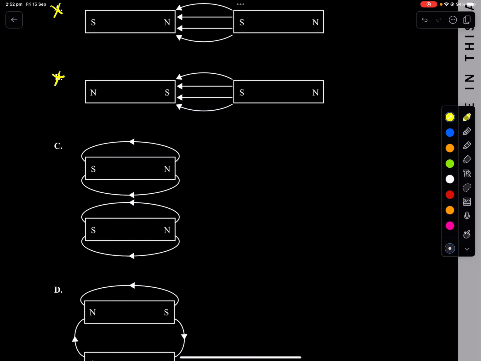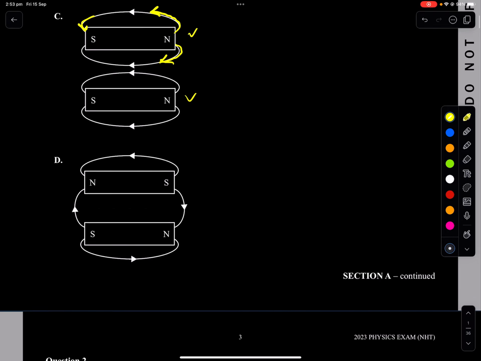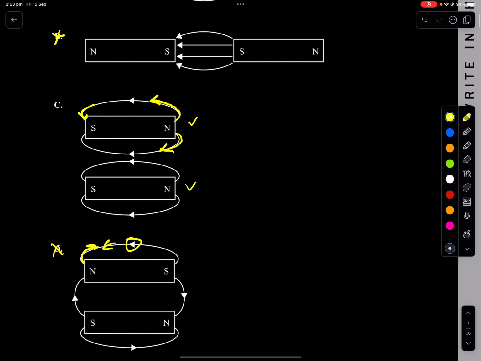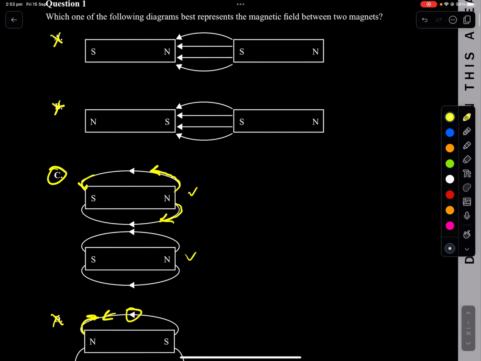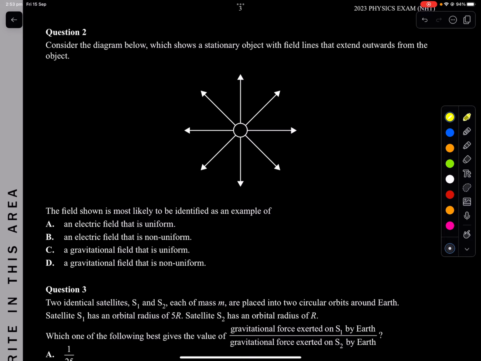Okay, so we can see the field lines are coming out of the north pole, perfect, and in the south pole they are coming in. This one looks good. What about this one? This one is absolutely wrong. Remember, at the north pole they come out, but here they're coming towards the north pole. So that one is wrong. So the only possible answer could be C. Perfect. Question 2.